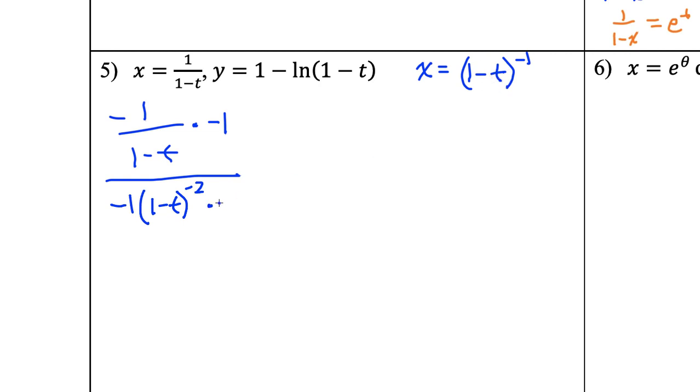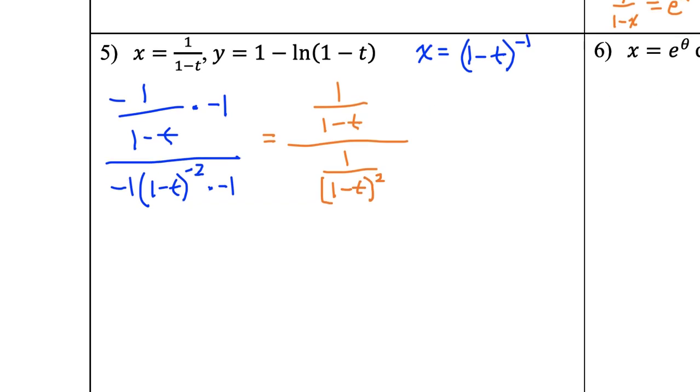So times negative 1. We have a bunch of negatives happening here. So let's simplify this complex thing. What's going on? In the numerator, I have a negative times a negative, which is a positive. So I have a positive 1 over 1 minus t. In the denominator, these negative ones also cancel each other out, and I just have 1. I'm going to get rid of this negative 2 and bring it to the denominator. So 1 over (1 minus t) quantity squared.